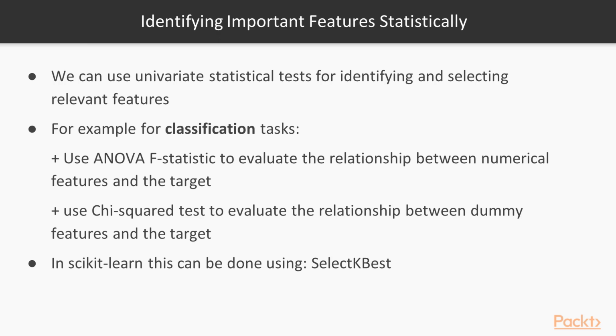Or to evaluate the statistical relationship between a categorical feature and the target, we will use the chi-square test. And in Scikit-Learn, we can use the SelectKBest object, and we will see how to use that object in the notebook.